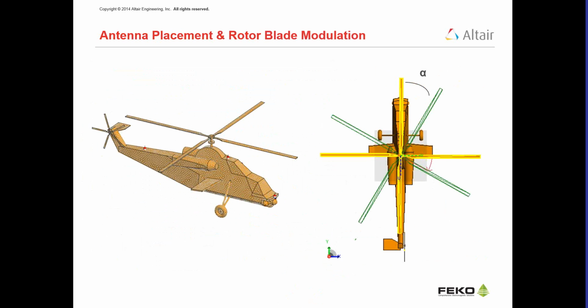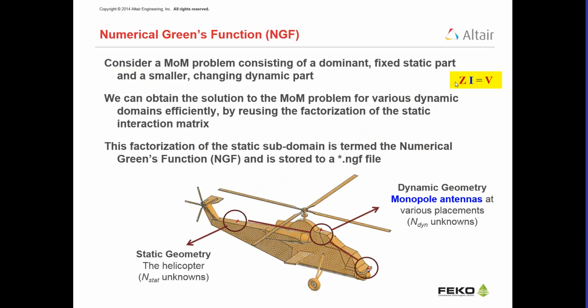If you remember in the method of moments we showed, it solves the problem using ZI equals V, where you have to solve this equation for the whole problem. That means when you place the antenna here, you have this problem to solve, and you have this one, again you go ahead and solve, this problem again you go ahead and solve. That would take a lot of time, because every iteration you're solving the whole problem again and again, whereas all you're doing here is you're not changing the geometry, you're just moving the antenna from one location to another location.